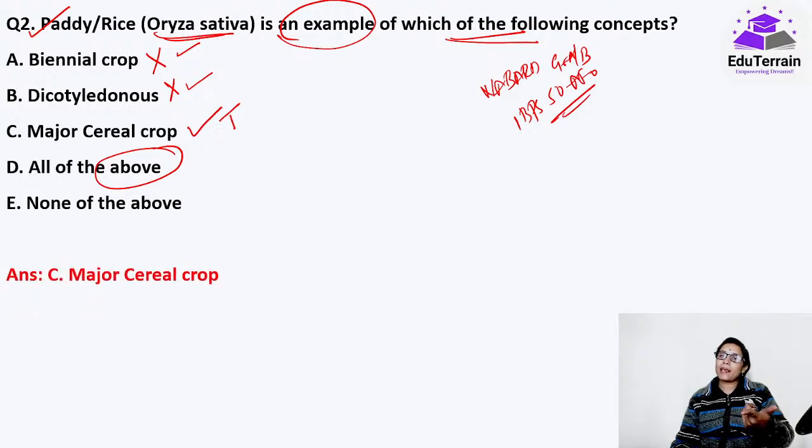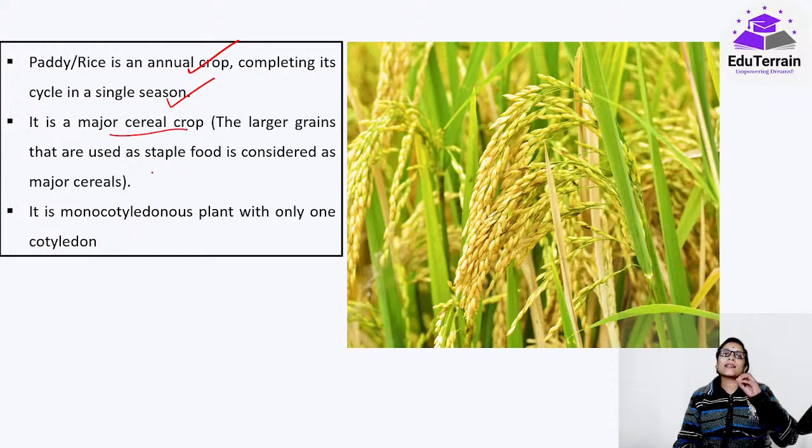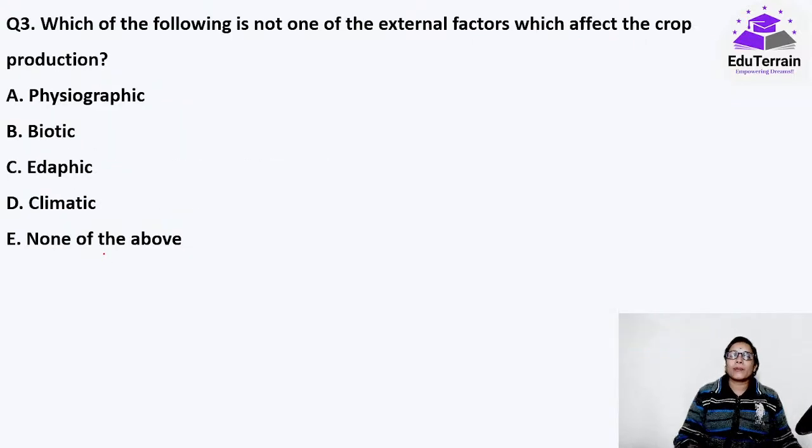And this particular example I have taken from the classification of field crops based on the edible part, that is the kind of edible part that we are looking at. Okay. Annual crop completing its life cycle in a single season. It is a major cereal crop. Whenever we talk about cereals, starchy grains. Simple. The key word for cereals is starchy grains, rich in carbohydrates. Monocotyledonous plant with one cotyledon, that is one embryonic leaf.